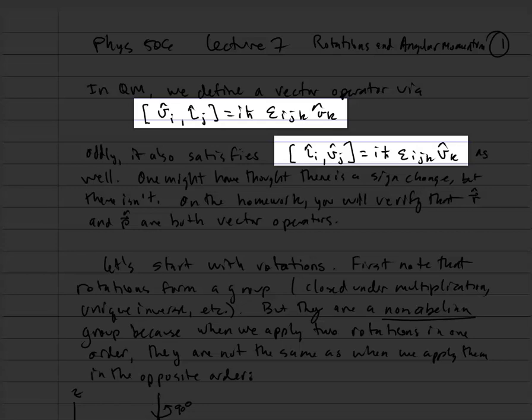So it turns out that you can never get wrong the defining property of a vector operator. It's either the commutator of V_i with L_j or the commutator of L_i with V_j. Both are equal to i ħ ε_ijk V_k.